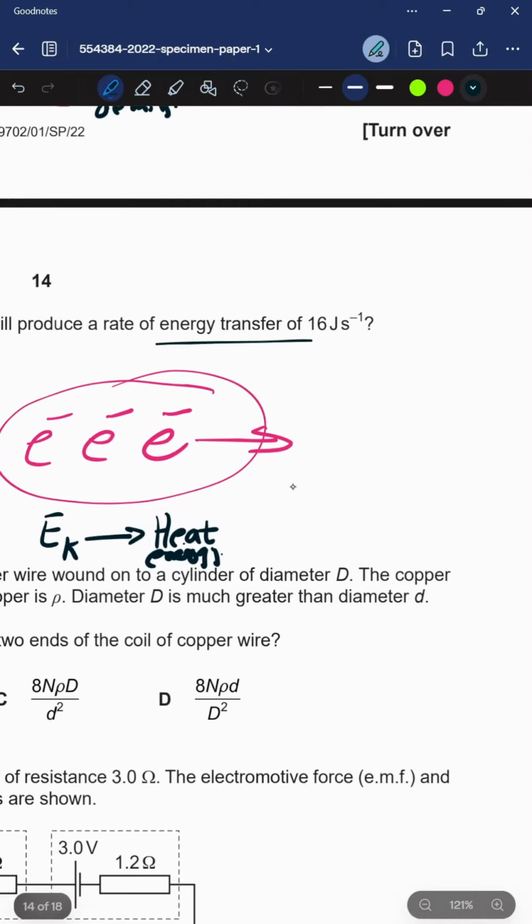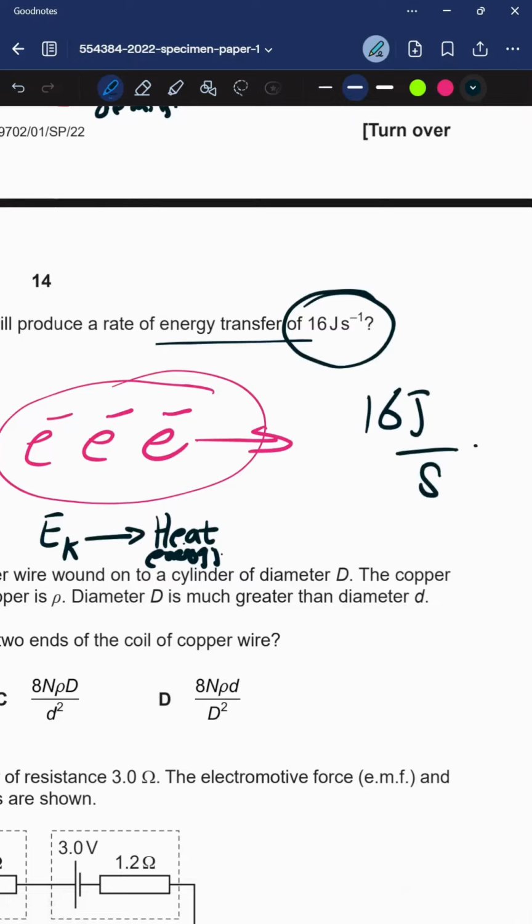Which energy transfer? We already discussed that, 16 joules per second, which means in 1 second, 16 joules of kinetic energy is converted into heat energy, and this we normally call power. Power is the rate of conversion of energy. So this is the power, and you know that the watt is its unit.